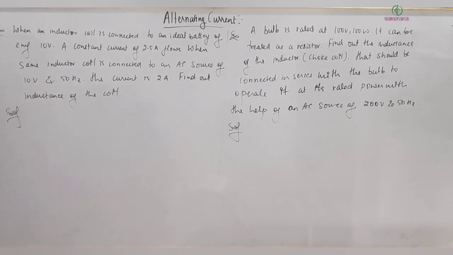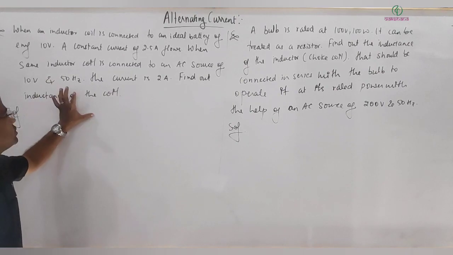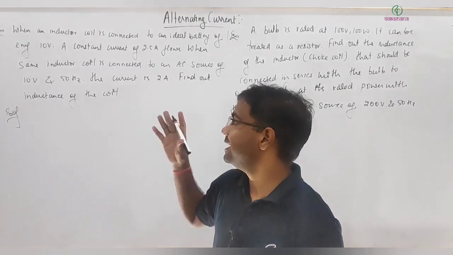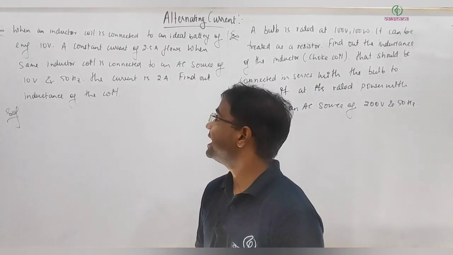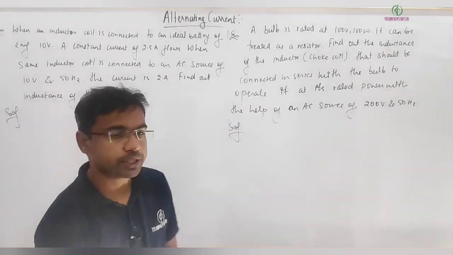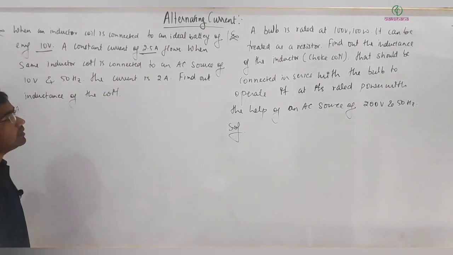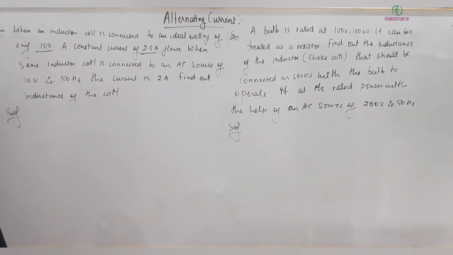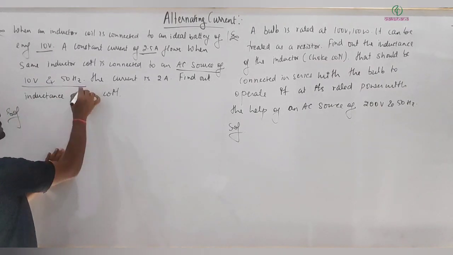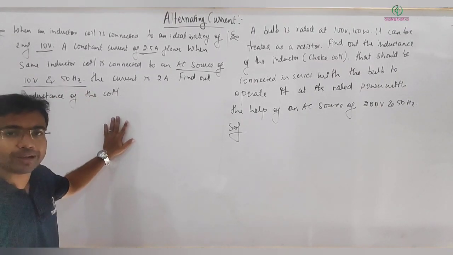Okay, so let's see some problem based on it, choke coil. It's not exactly based on the choke coil, but yes, this type of model is also sometimes used. You must be understanding that too. So when an inductor coil is connected to an ideal battery of EMF 10 volt, a constant current of 2.5 ampere flows. When the same inductor coil is connected to an AC source of 10 volt 50 hertz, the current is 2 ampere. Find out the inductance of the coil.